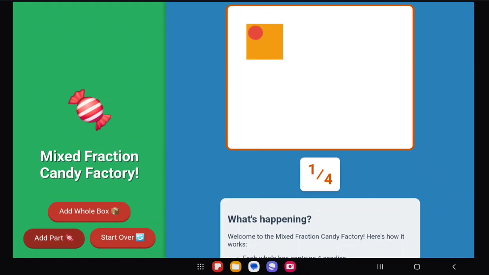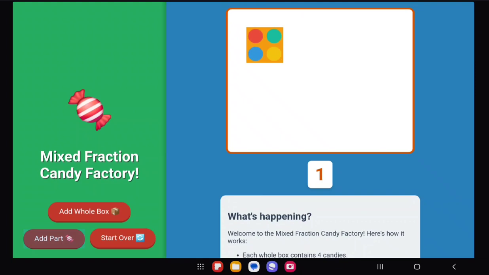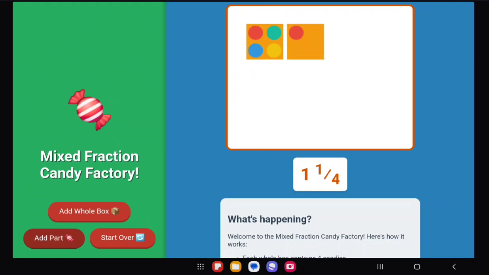Let us start in another way. We add only one part, or one candy. We can add another candy. It becomes 2 over 4. If I add another candy, it becomes 3 out of 4 or 3/4 box. Next, if I add the fourth one, it becomes one whole, so it completes the entire box. If I add another part, it becomes a mixed fraction. We have a whole part and a fractional part, that is called a mixed fraction.